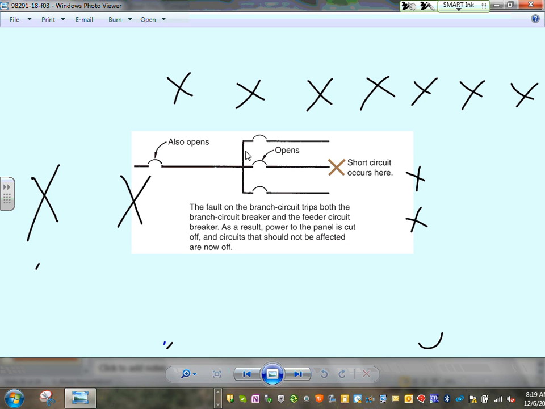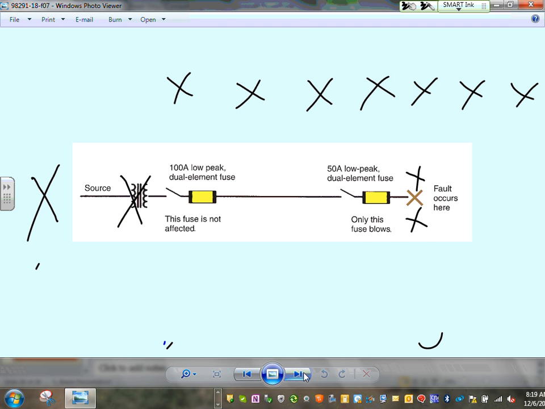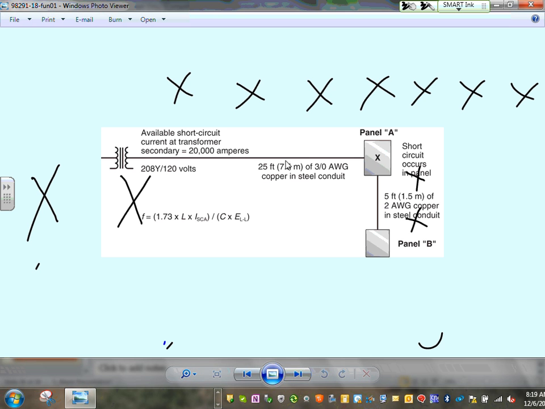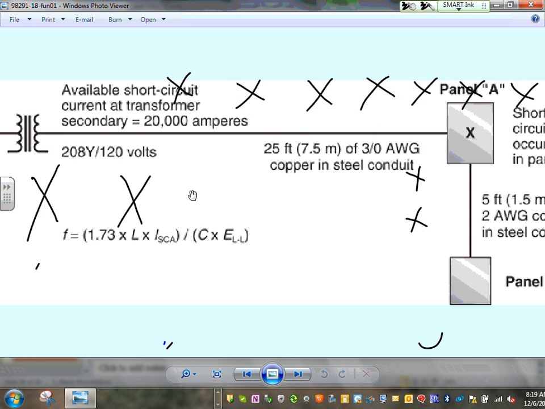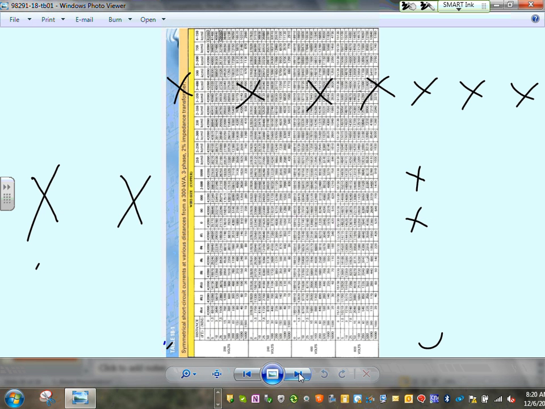Short circuit occurs here, this will open. That's the coordination. We talked about the coordination. This is what the impedance is all about, and finding your F factor, where you find it based on the impedance. The formula is very clear. If it's three-phase, 1.73. Let me go, and how do we rotate this one again?